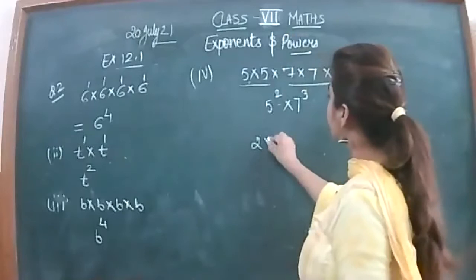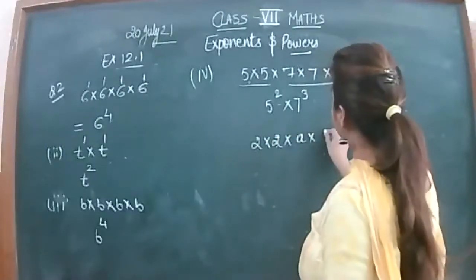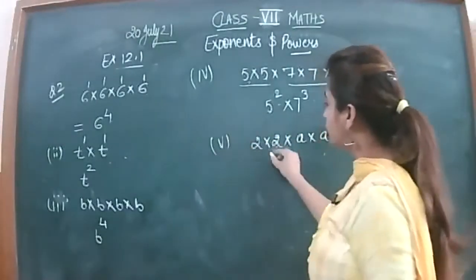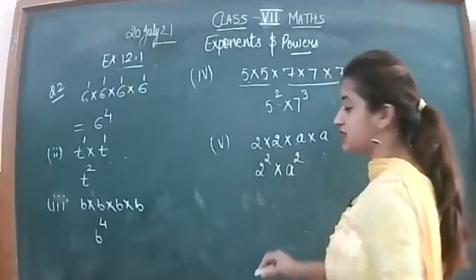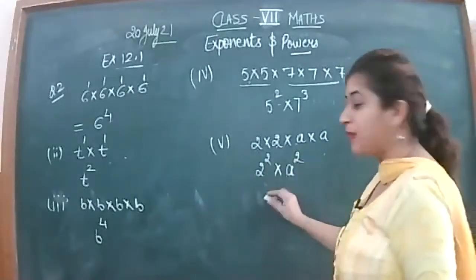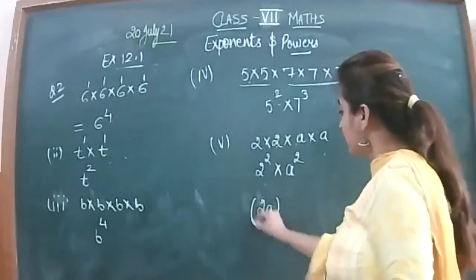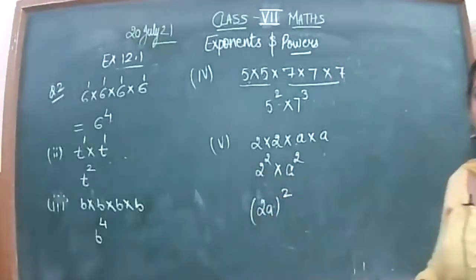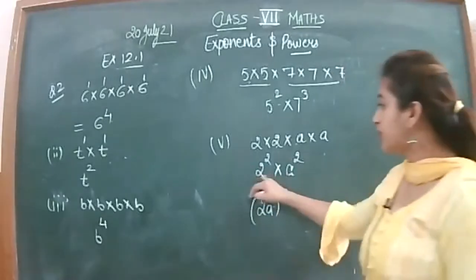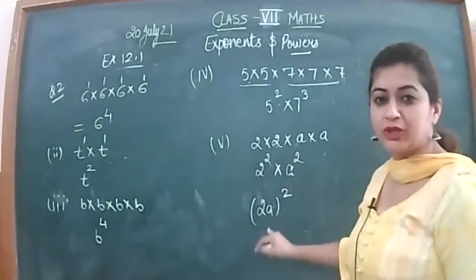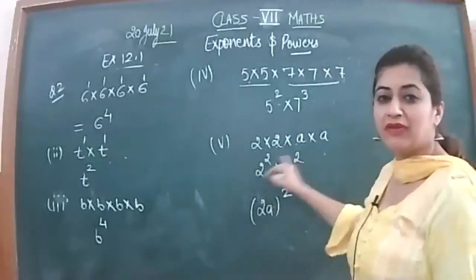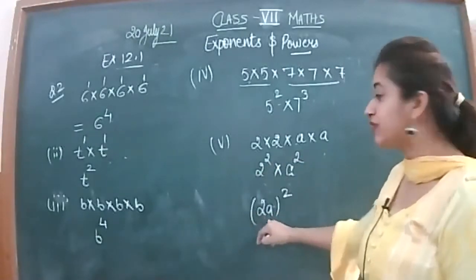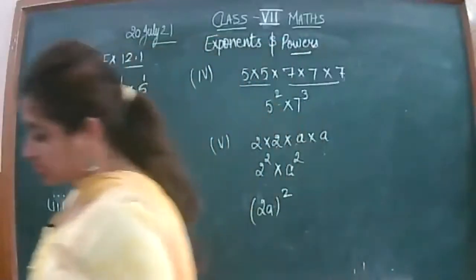Next is 2 into 2 into A into A. 2 is occurring 2 times and A is occurring 2 times. So both have the same power, so you can combine the power also. After combining, you will get 2A raised to power 2. 2 is also having power 2, A is having power 2, so both the terms will be combined. It will become 2a square.